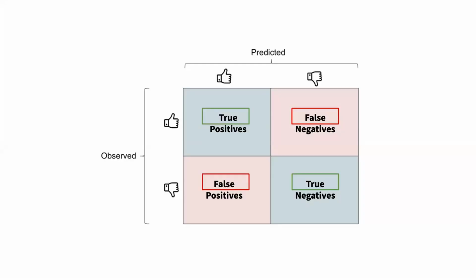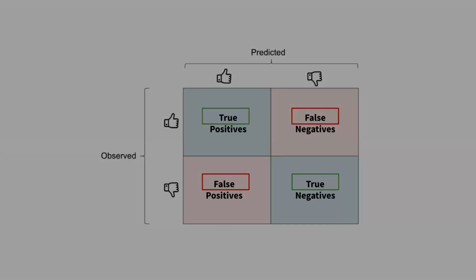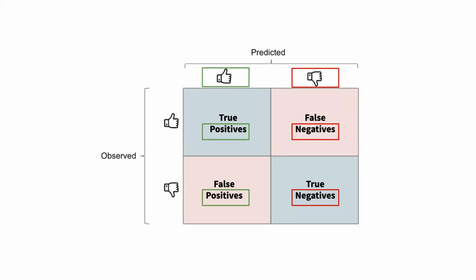For kind of a memory thing, true and false are whether we were correct or not. And then positive and negative is the prediction that we made. Don't worry about memorizing this yet. All of this is in the learning notebooks. The important thing is to get the intuition that we are going to use this thing to make decisions.